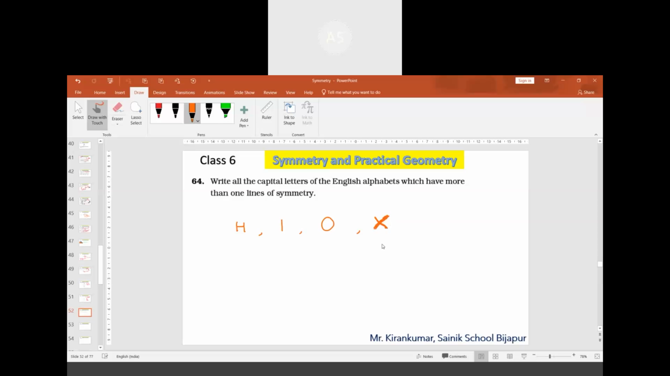Here there will be only one line of symmetry. In this one there are two lines of symmetry for this letter, one horizontal and another vertical. For this also two. So these are the possible letters which are having two lines of symmetry.